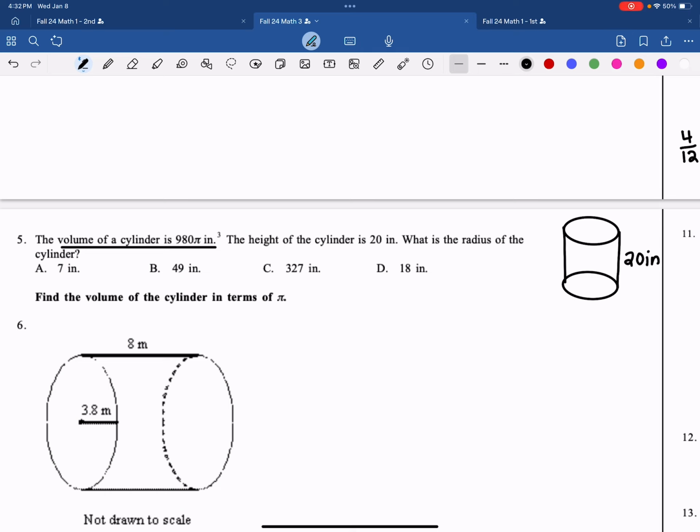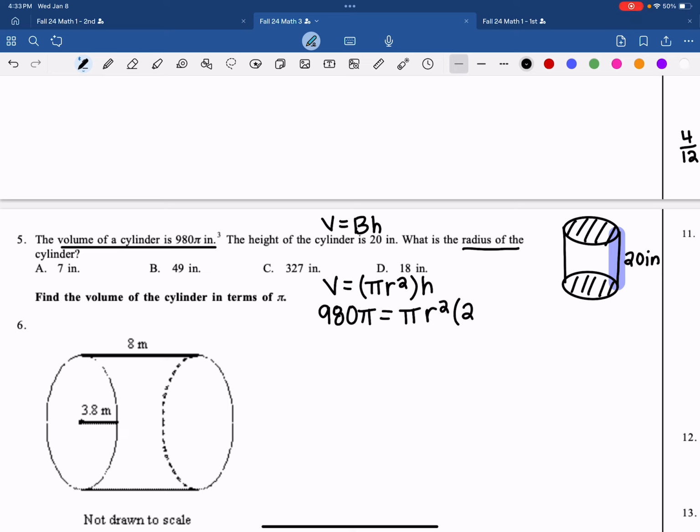So the height, remember, goes between the two bases. So my base here is the circles, top and bottom. They want to know what is the radius. So we're going to have to work backwards on this one. When we think about the volume of a cylinder, it's still going to be big B times H, but because my base is a circle, it's going to be pi r squared times the height. So we know my volume is 980 pi. We want to find the radius, and we know our height is 20 inches.